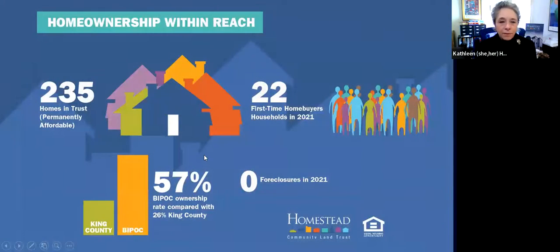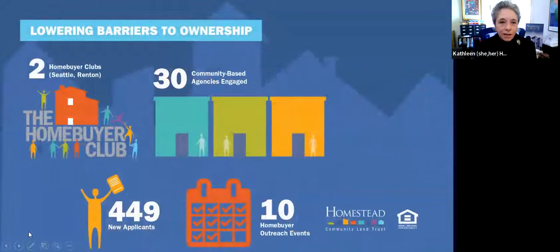So as I mentioned, I'm on a slide that has some stats about us. We have 235 homes in trust. Last year, we had 22 first-time homebuyers join our program. We have a 57% BIPOC homeownership rate of people in our homes. And in 2021, we had 0 foreclosures. We ran 2 homebuyer clubs last year.